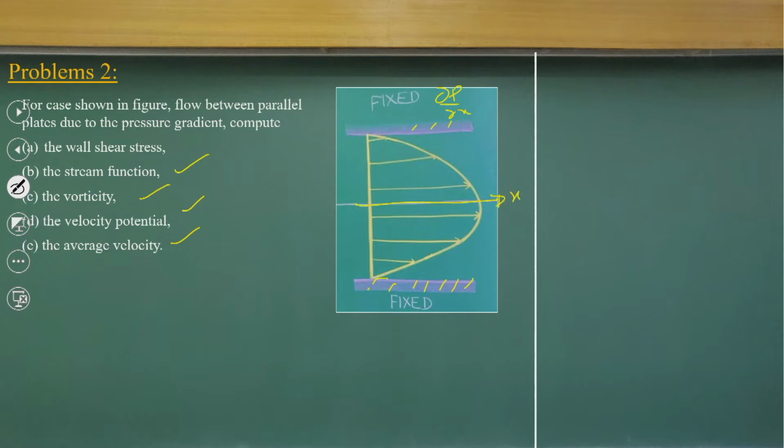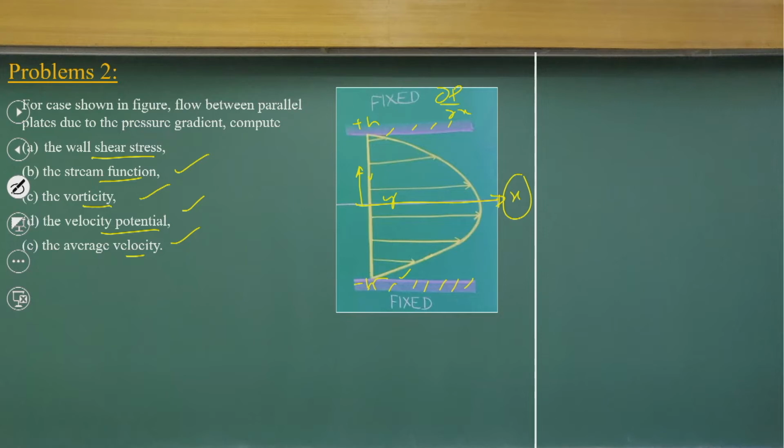There are two plates, which we solved in the last class. The pressure gradient is there, you have the velocity, and you have y, with minus h and plus h. This is the field we used to solve, and we have already solved this part. Today, we are looking at the wall shear stress at this point and also at this point, the stream function, vorticity, velocity potential, and the average velocity, given the velocity field.